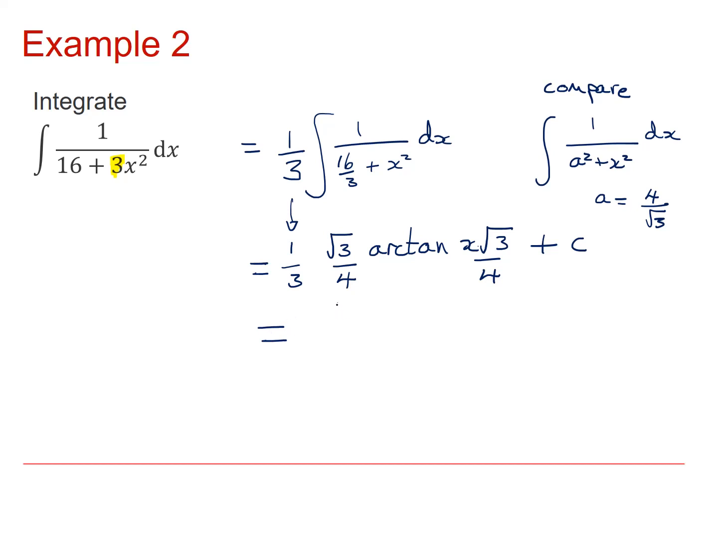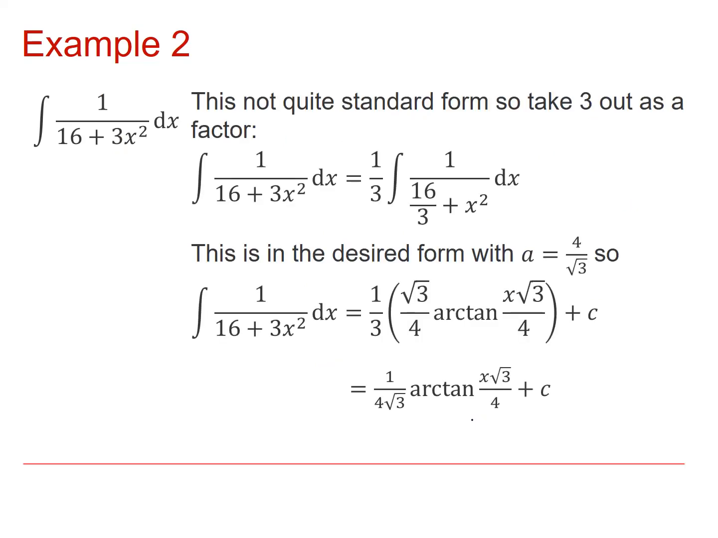So we could tidy this up a little bit more. We can write that as 1 over 4 root 3 arctan of x root 3 over 4 plus a constant. Again, that's tidied up a bit. You'll see here is where we've taken out the 3, and then it all gets copied through with the tidying up at the end.